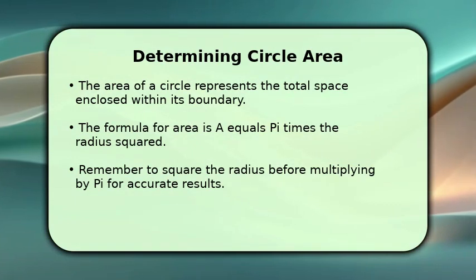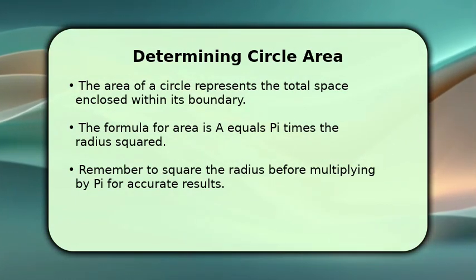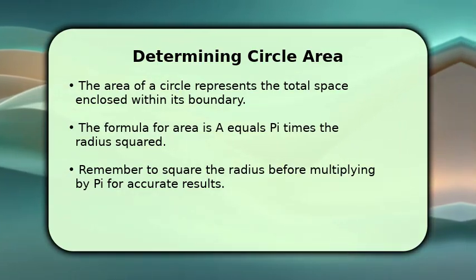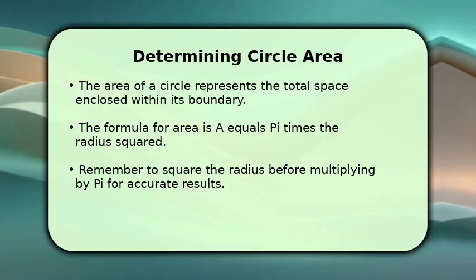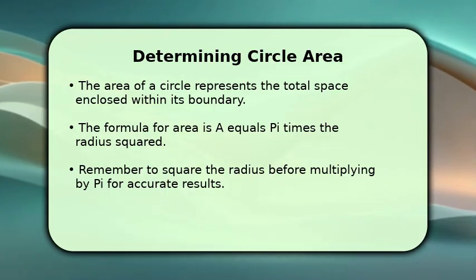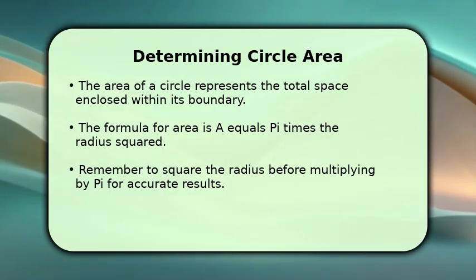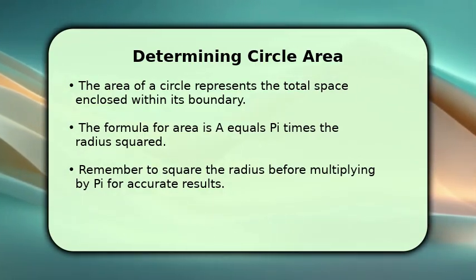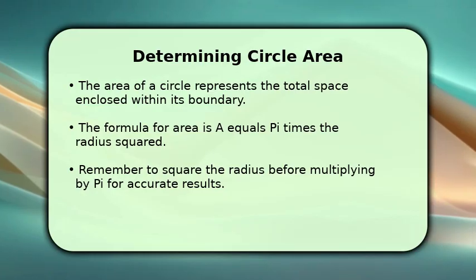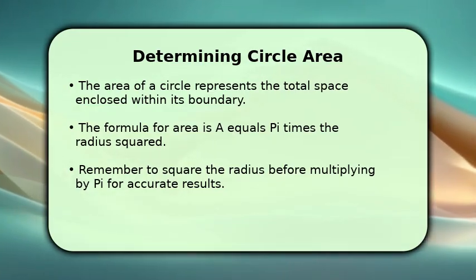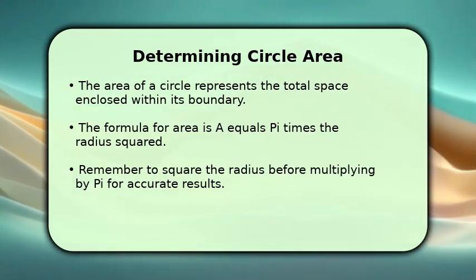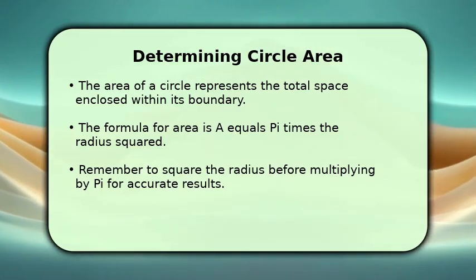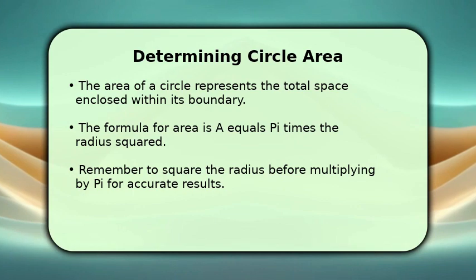Next, we'll determine the area of your circle, which is the amount of flat space it covers. The formula for area is pi multiplied by the radius squared. It's important to square the radius first, meaning you multiply the radius by itself, before multiplying by pi. For example, a circle with a radius of 3 meters would have an area of approximately 28.27 square meters. This calculation is vital for tasks like painting a circular surface.